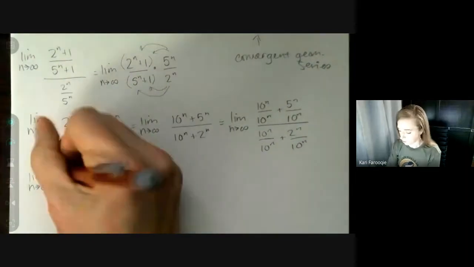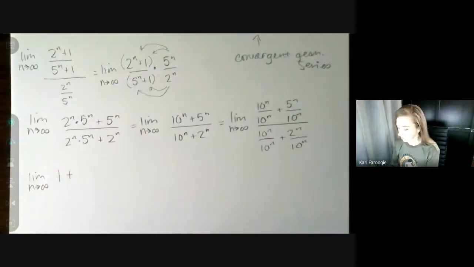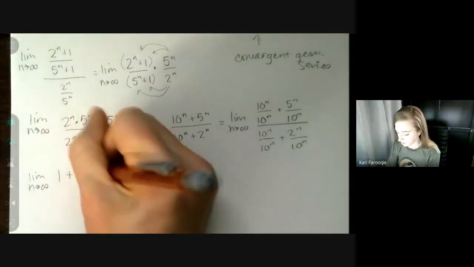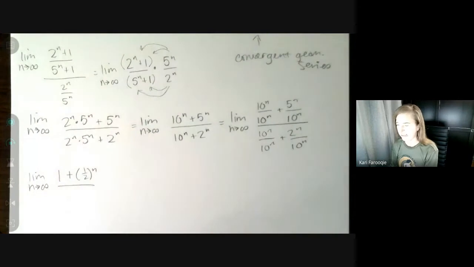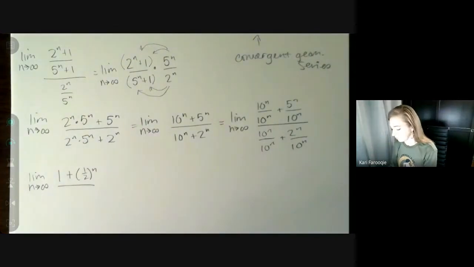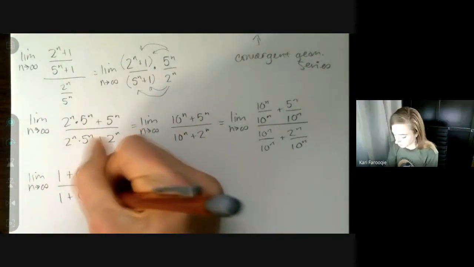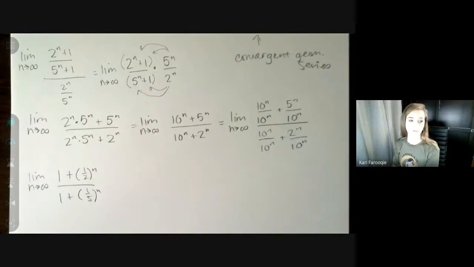Okay, so I have 1 plus, and then 5 to the n over 10 to the n is 1/2 to the n. And you talked about these limits, I want to say it was in 8.1 when we were talking about sequences. And then you have 1/5 to the nth power.